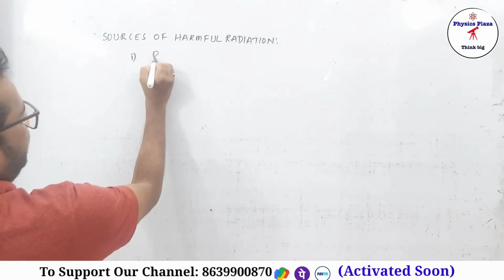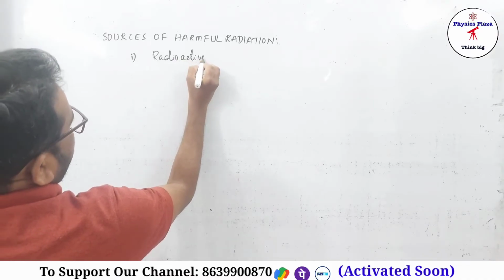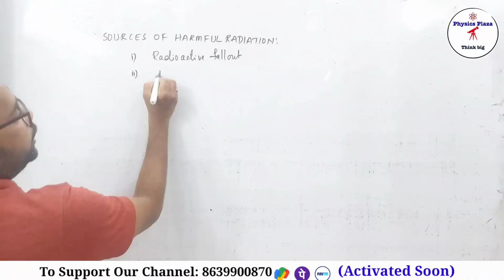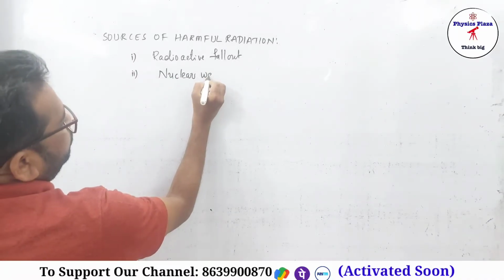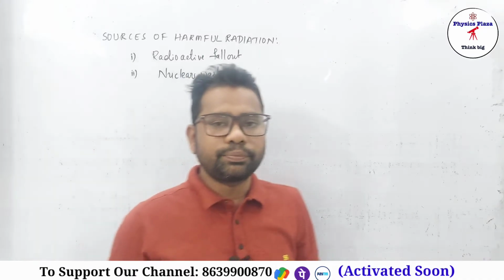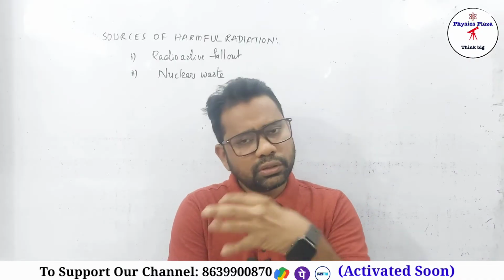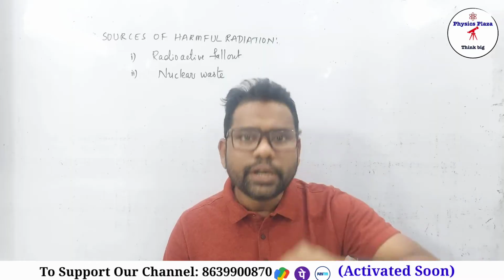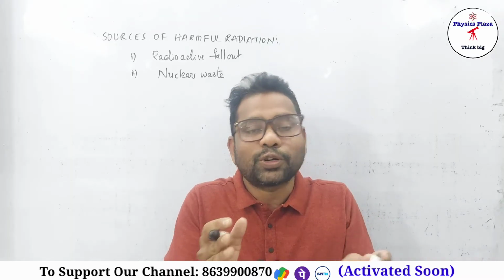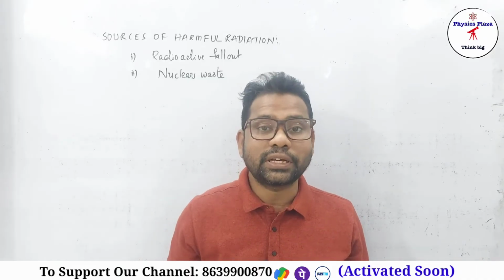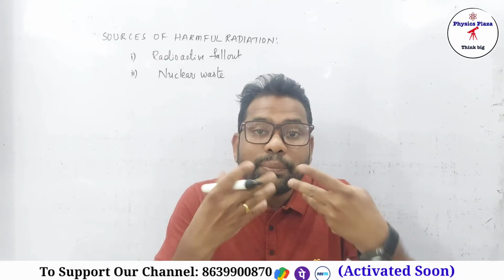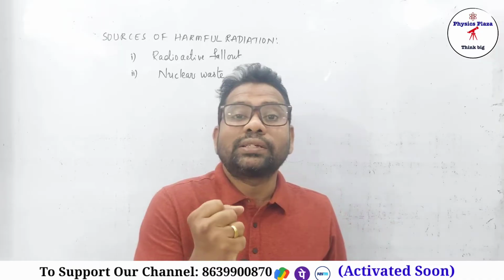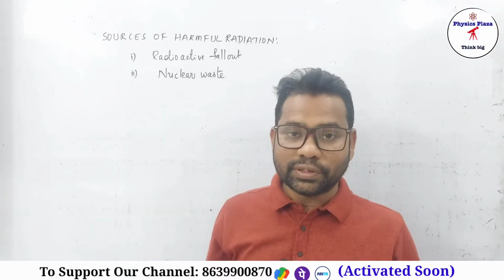So here the first one is radioactive fallout from nuclear reactors. Fine. And the second one is nuclear waste. Children, in nuclear power plants, fuel rods are generally made up of uranium. But after some days or months, the amount of radiation emitted by the fuel rods is reduced automatically. Then those fuel rods are rejected. These rejected fuel rods, because their ability to emit radiation is decreasing, are called nuclear waste. Nuclear waste is nothing but the fuel rods only, but their strength has decreased so they are rejected.